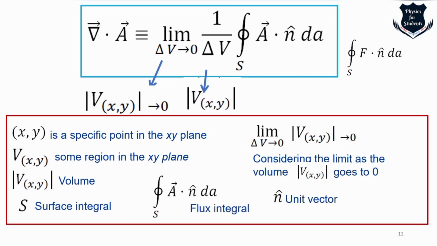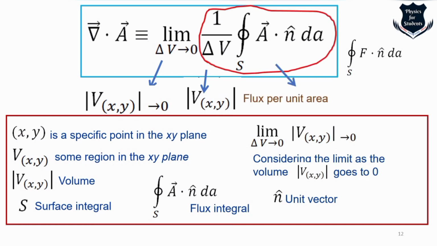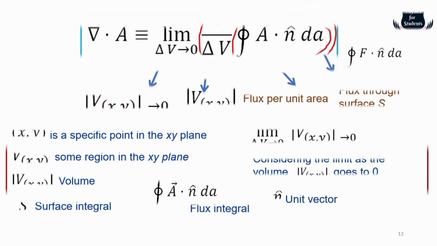So in order to divide further, I just showed you the different ways in which you could have considered those areas. So this is the formal definition of divergence in 2 dimensions along with the elements. This one which I just circled is the flux per unit area, and this inner part is the flux through the surface, which we have denoted as S.